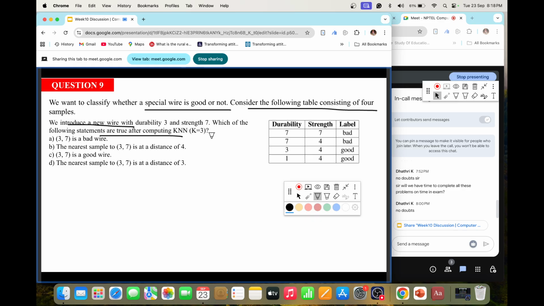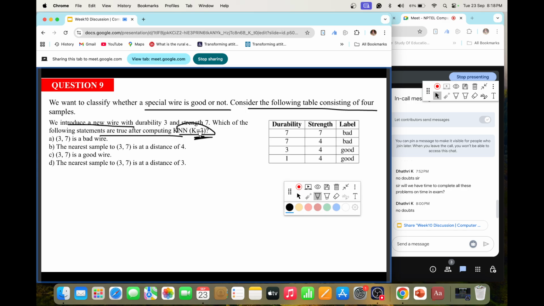3,7 is a bad wire. The nearest sample to 3,7 is at a distance 4. 3,7 is a good wire. The nearest sample to 3,7 is at a distance 3. Okay, and this is a k nearest neighbor problem with k equals 3.